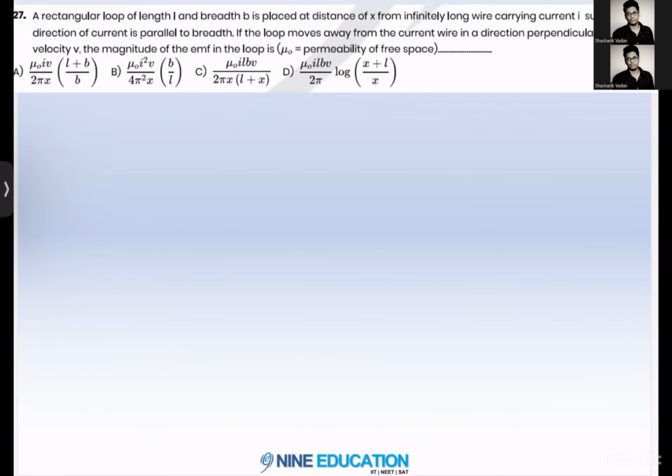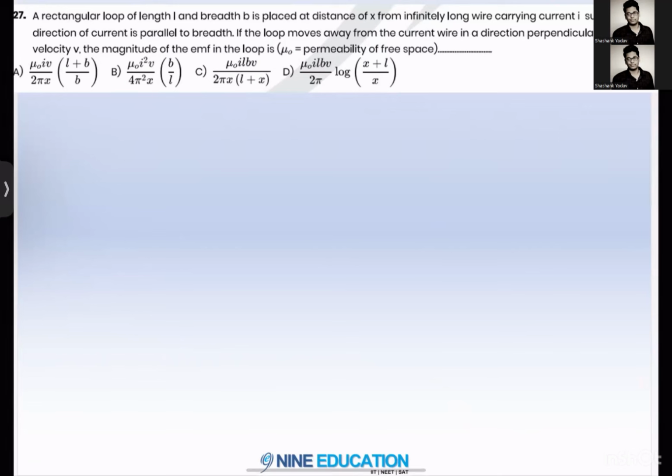Here is the next question. It is given that in this question, a rectangular loop is placed at a distance x from an infinitely long wire, which is carrying current I. If the loop moves away from the current wire in a direction perpendicular to it with a velocity v, the magnitude of the EMF in the loop is.